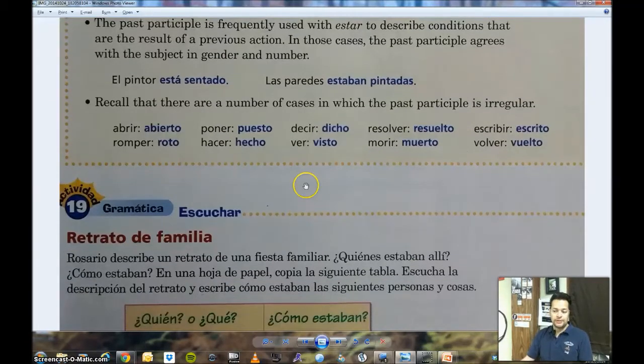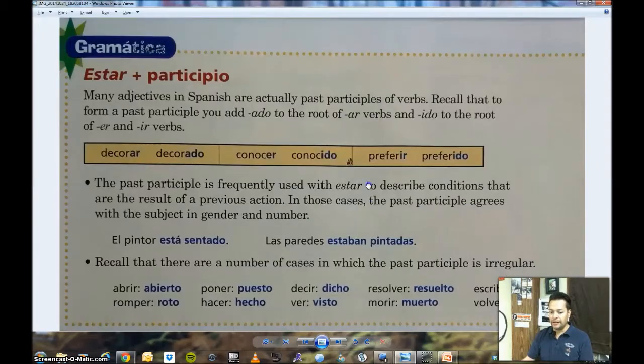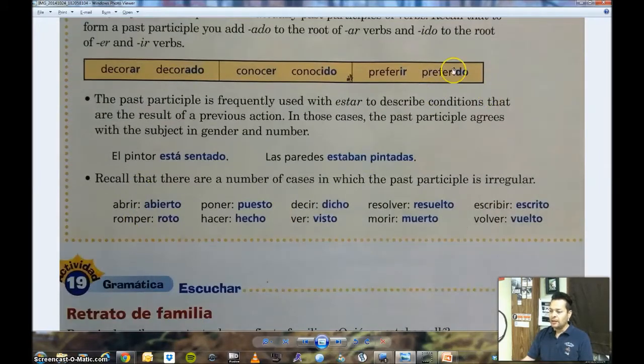Sometimes, in some cases, participles are irregulares. So watch out. For example, if you want to say that something is open, you don't follow the formula above for an IR ending verb. You wouldn't take abrir, drop the IR and say abrido. You wouldn't do that. Instead, you would have to say abierto.